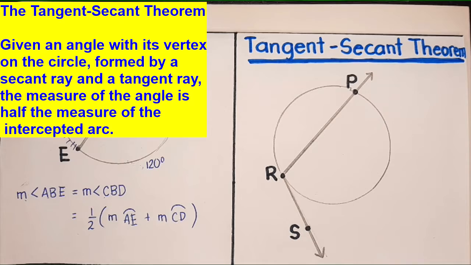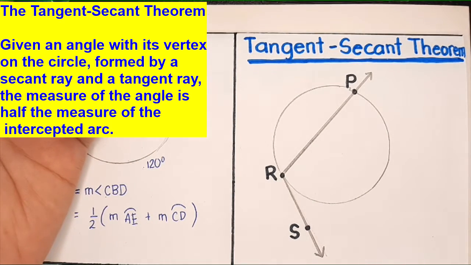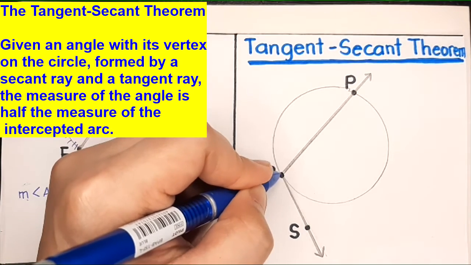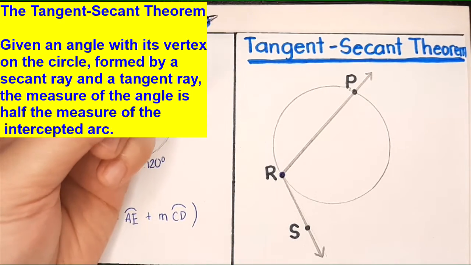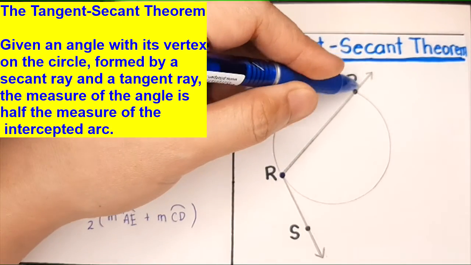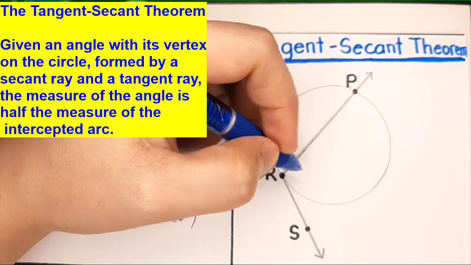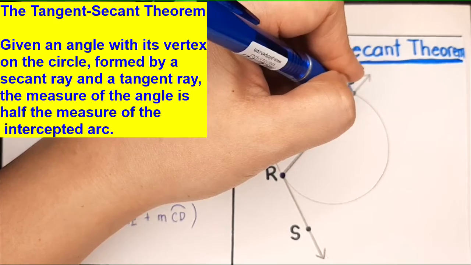Okay? So, let's now have this tangent-secant theorem. Okay? Sabi sa theorem na ito, you're given an angle with its vertex on the circle. So, check. The vertex lies on the circle. And yung mga rays ng angle, yung first ray is a secant ray. So, what do you mean by a secant ray? It touches the circle on exactly 2 points.